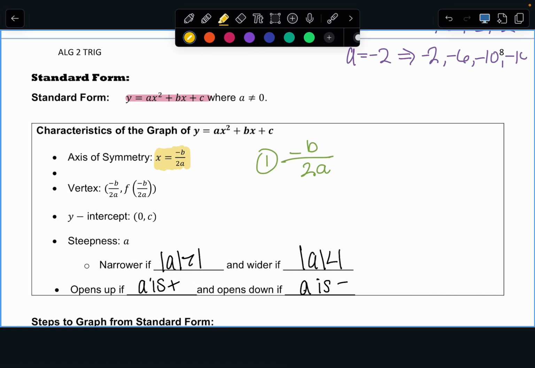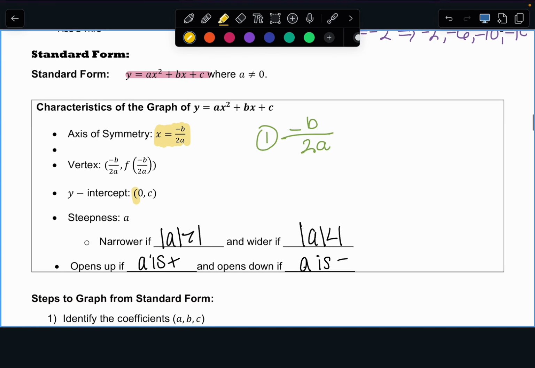And there's one more thing that the standard form immediately gives us, and that's our y-intercept. Okay? If we plugged in 0, the first term is going to go away, the second term is going to go away, and we're just going to get C. You can totally memorize this if you want to, but it's not required, because plugging in 0 to this equation takes basically no time. So, up to you.